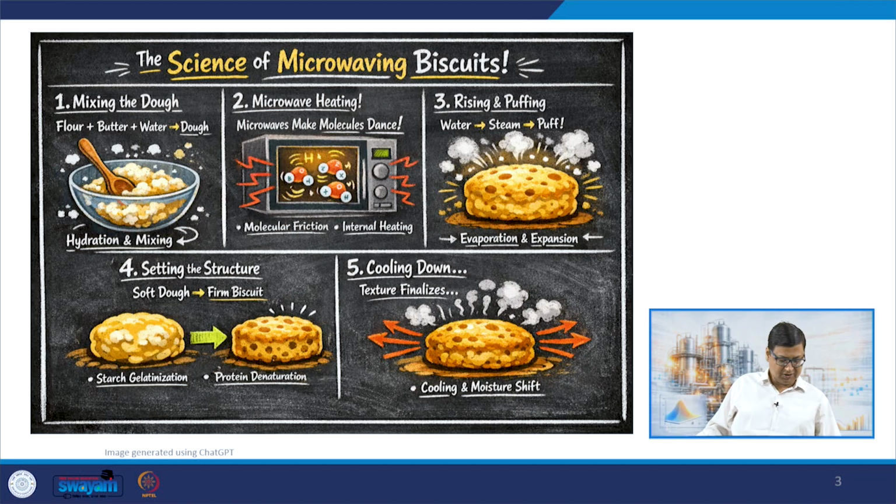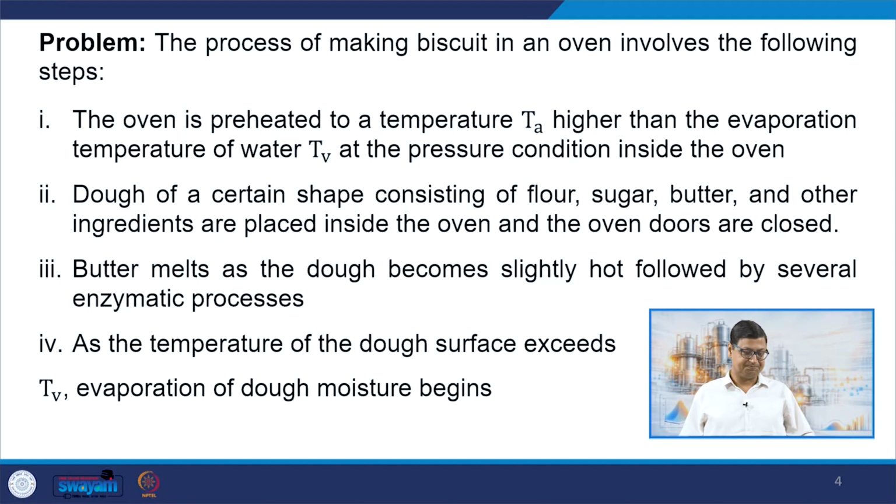So, I want to use the idea of the heat equation that we have discussed, along with the moisture transport inside the biscuit, to frame a mathematical problem that can give you some kind of a process model for biscuit making. So, the problem statement goes like this.